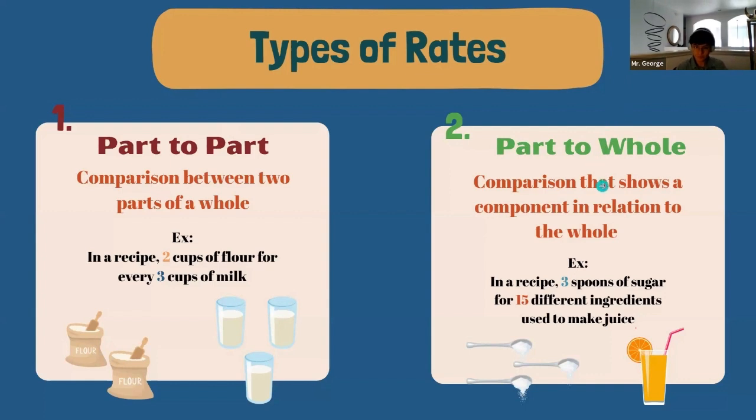All right, so part to whole. Notice it's a comparison that shows a component in relation to the whole. For example, in a recipe, 3 spoonfuls of sugar for 15 different ingredients used to make juice. What does that tell us? Out of the 15 different measurements that you need to make a juice, you're going to need 3 spoons of sugar. So for every amount of juice, you're just going to need 3 spoons of sugar.